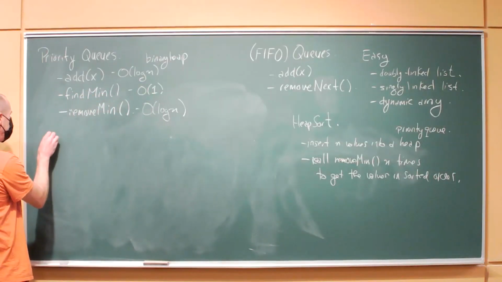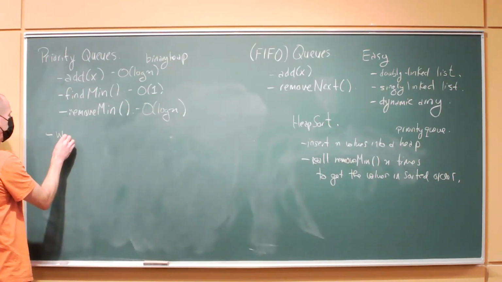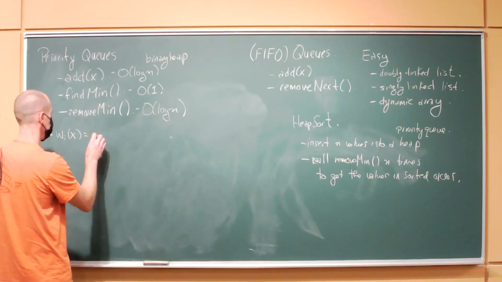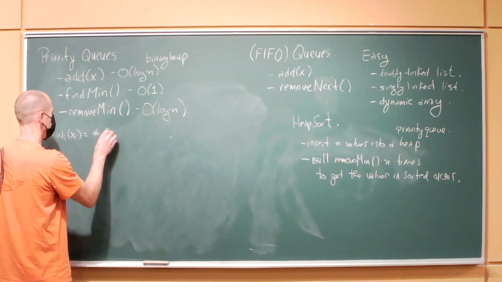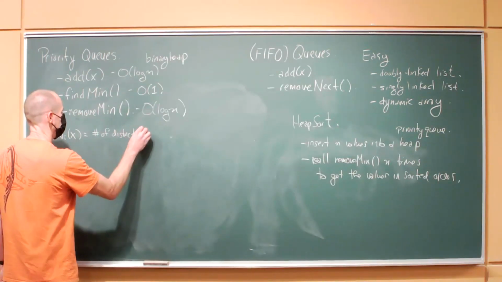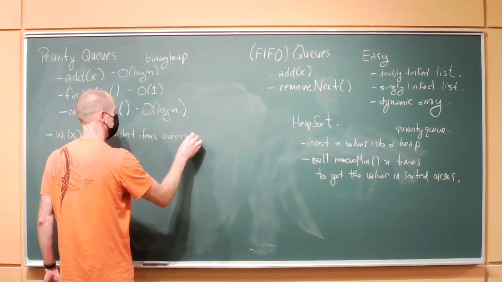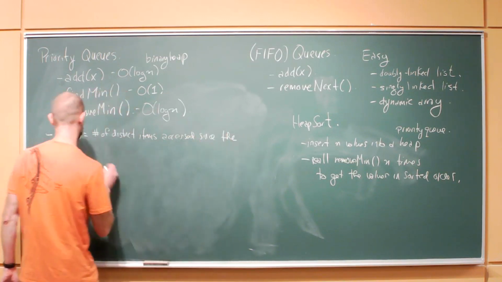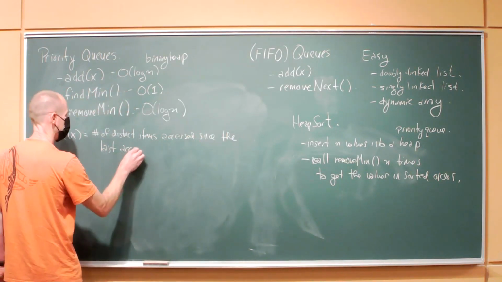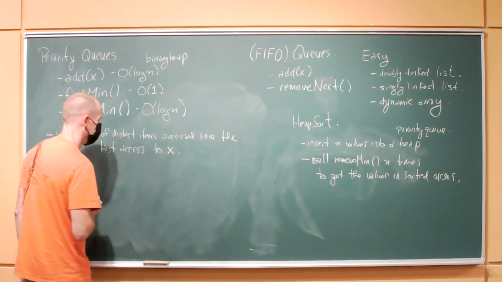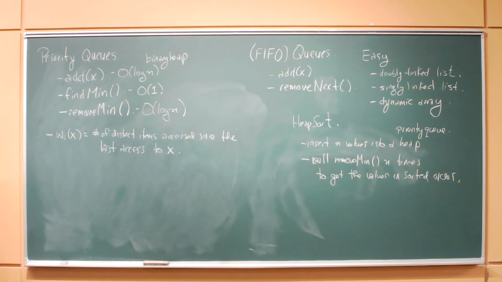So last class we saw the working set number, which roughly speaking was the number of distinct items accessed since the last access to X. We'd like to define something similar for priority queues, but it's not about things that were more recently accessed, but basically things that were added a long time ago.